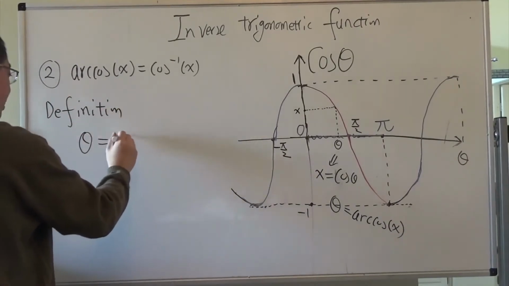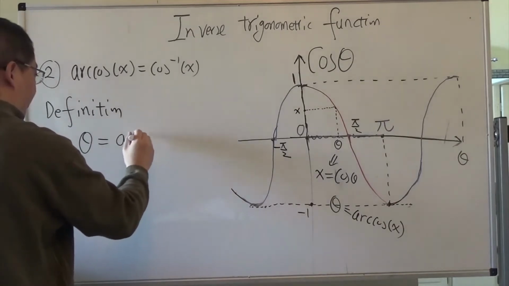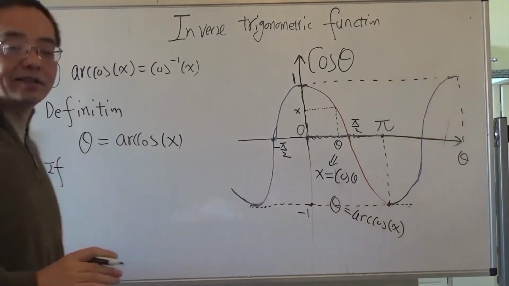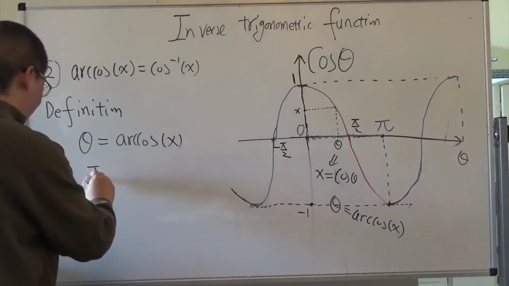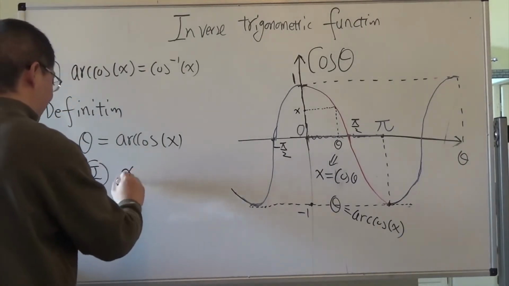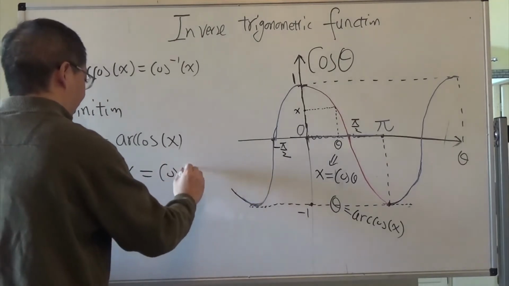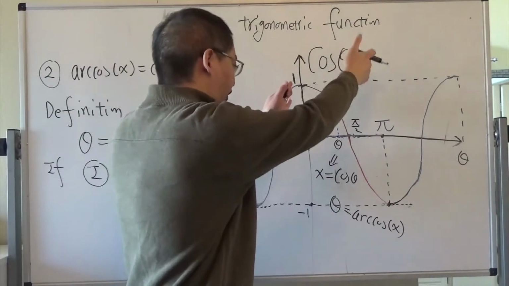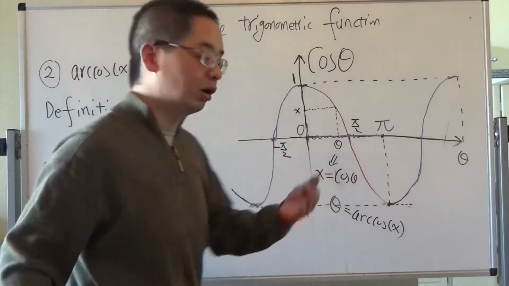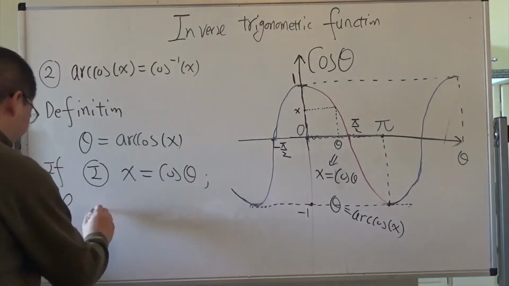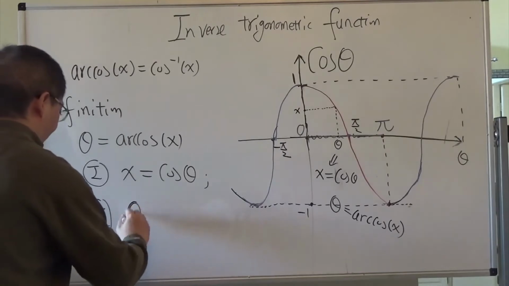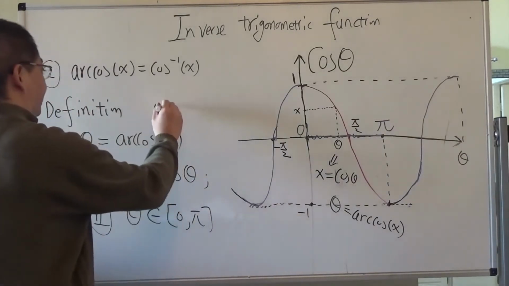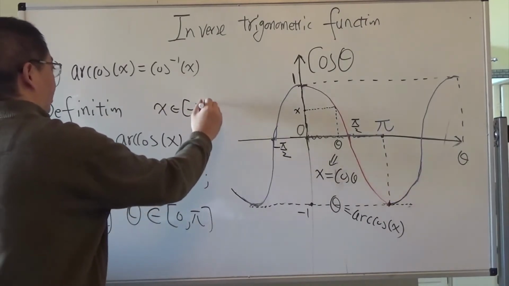So by definition, theta equals arccosine x if it satisfies two things. Number one, we need x equals cosine theta. Now this is not enough. We need to make sure theta is within the range from 0 to pi. So theta belongs to 0 to pi, and x is from -1 to 1.